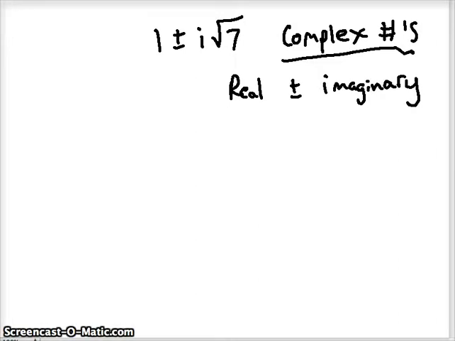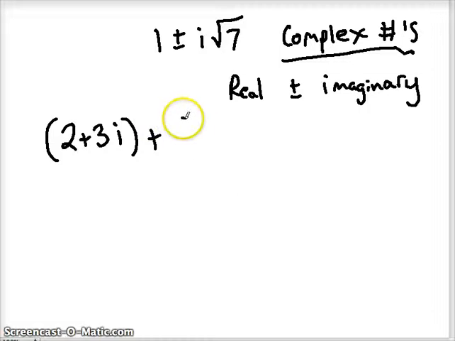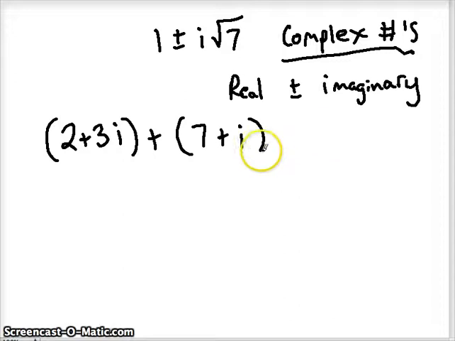So let's do an example here. If I have 2 plus 3i, that is a complex number. I have a real number first, and I'm adding an imaginary number to it, so that gives me a complex number. So there's one complex number, and I'm trying to add it to another complex number. Okay, so here's our real number, here's our imaginary number, that's another complex number. So this is adding complex numbers.